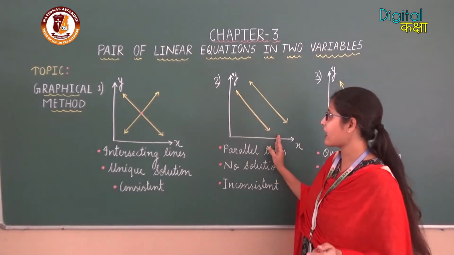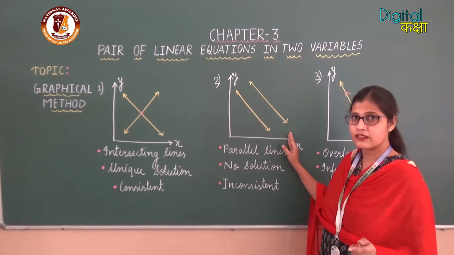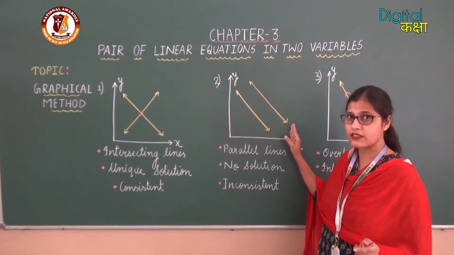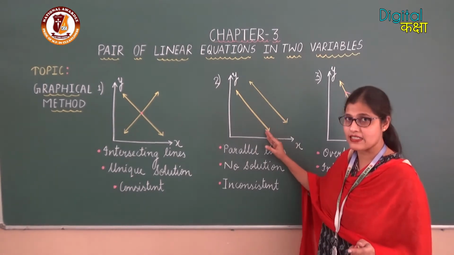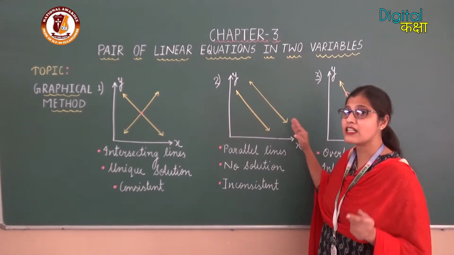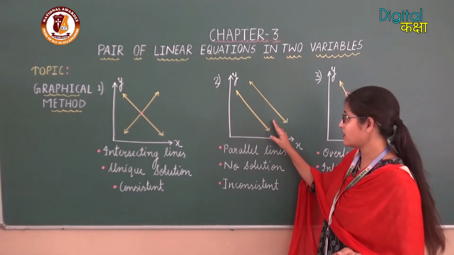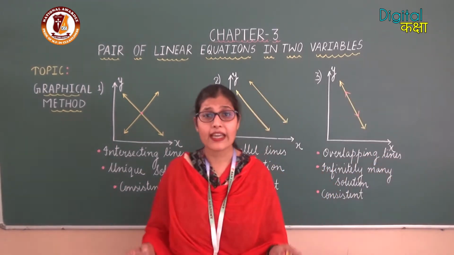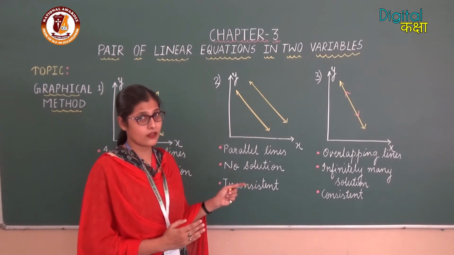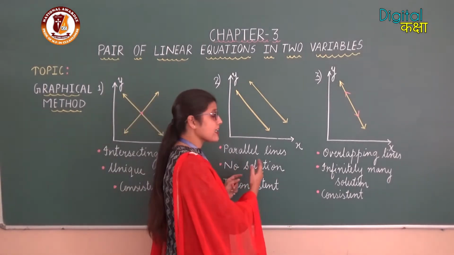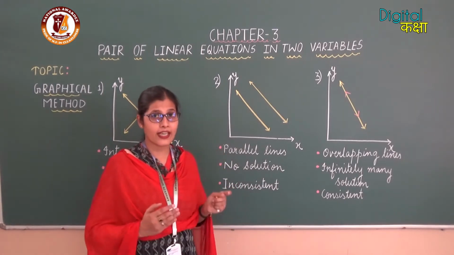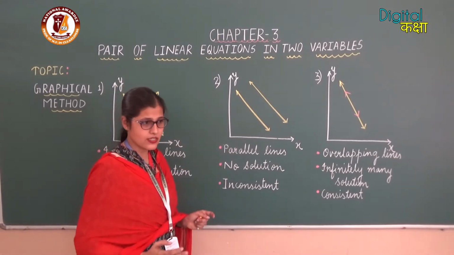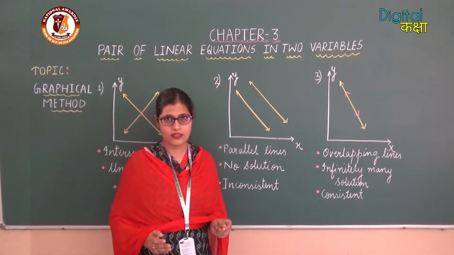Now, in the second graph, you can see that this graph representing the pair of linear equations gives us two parallel lines. Since these lines are not intersecting at any point, that means that we are not getting any solution over here. And if we are not getting any solution, then the pair of linear equations will be inconsistent.